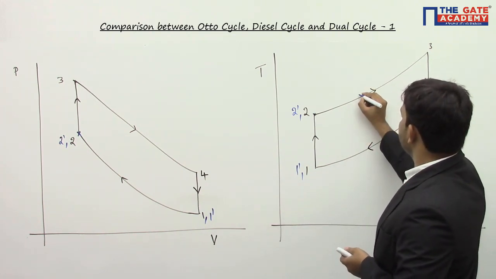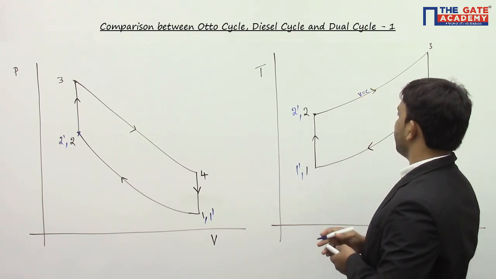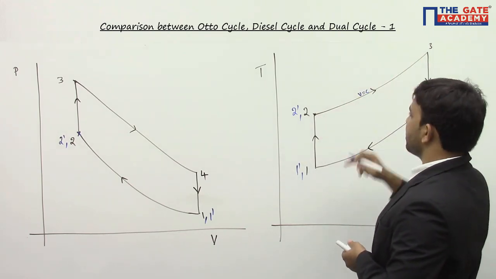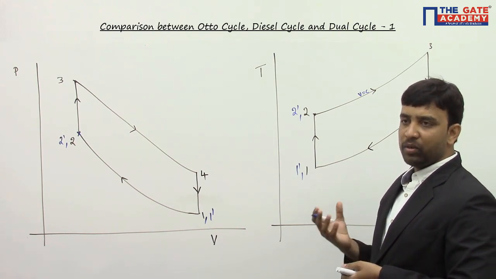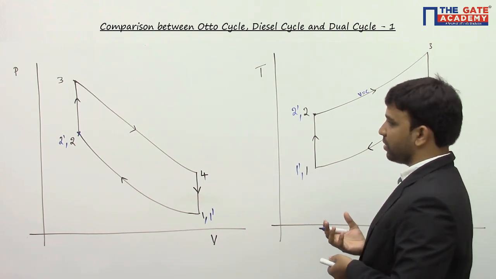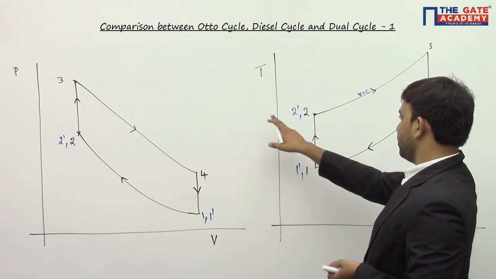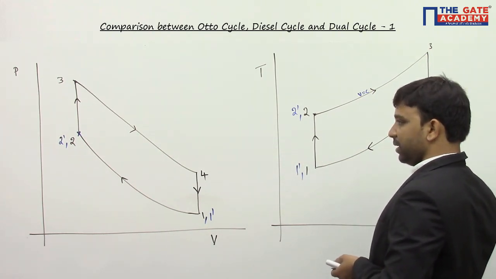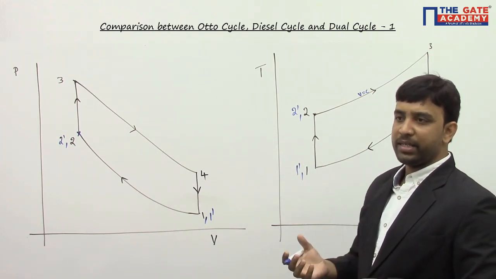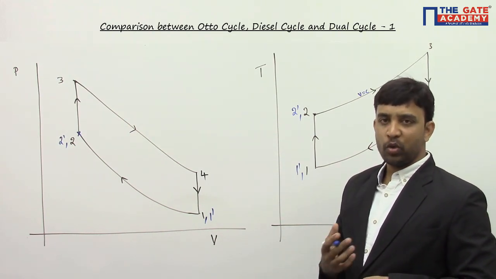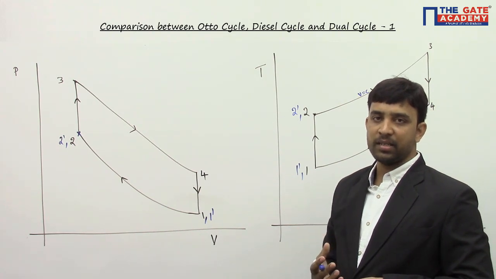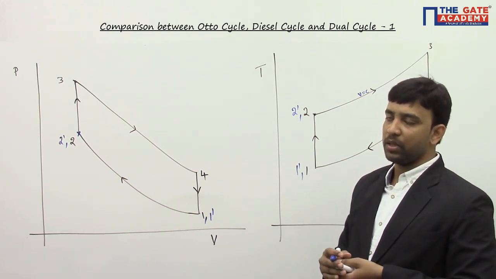So this is a constant volume line. So 2 to 3 is constant volume heat addition process, whereas in case of diesel cycle, we will be having constant pressure heat addition process. In TS coordinates we have already seen that constant volume lines are more vertical in comparison with constant pressure lines. The slope of constant pressure lines is less in comparison with the slope of constant volume line.